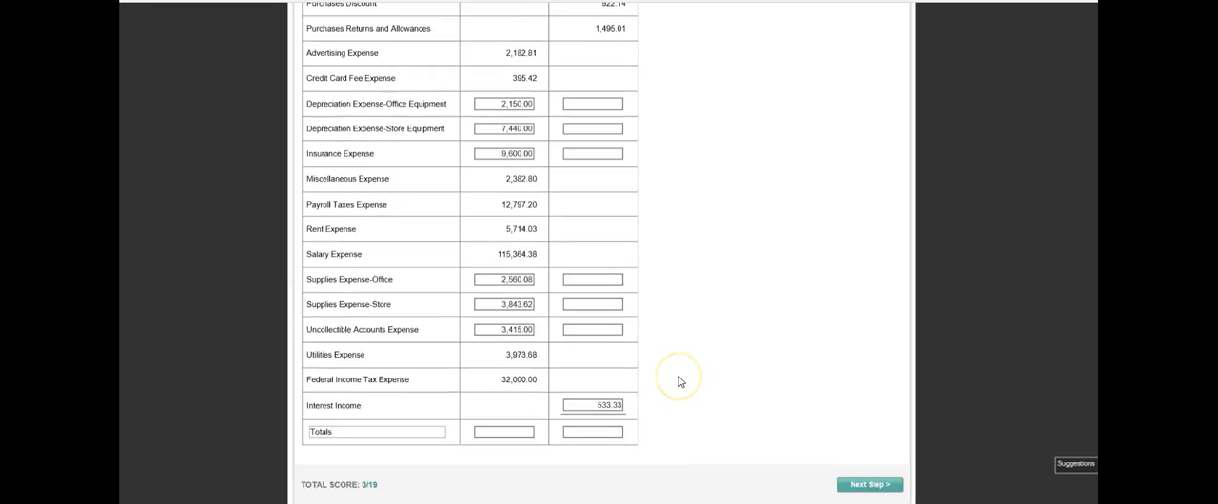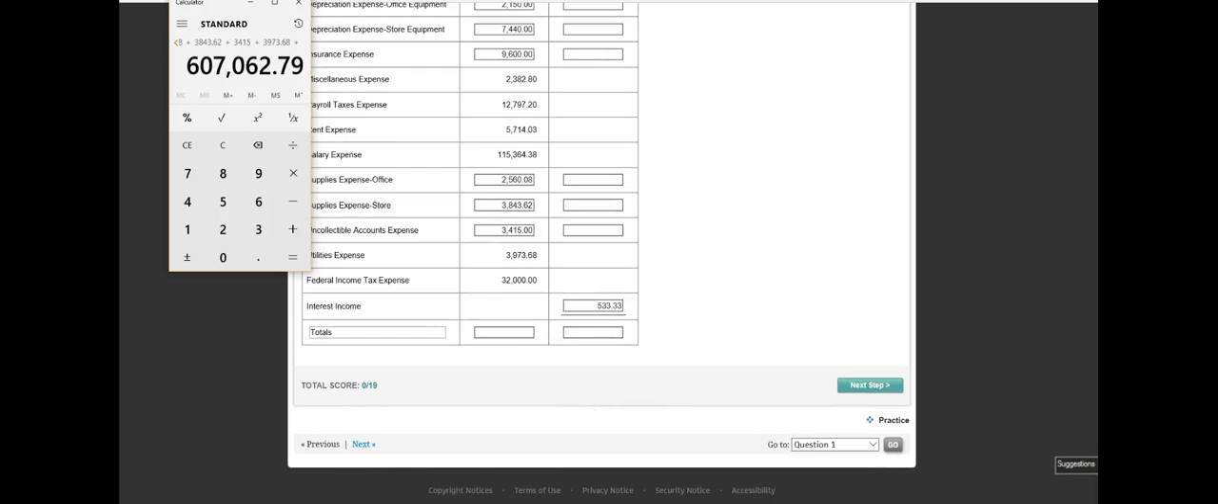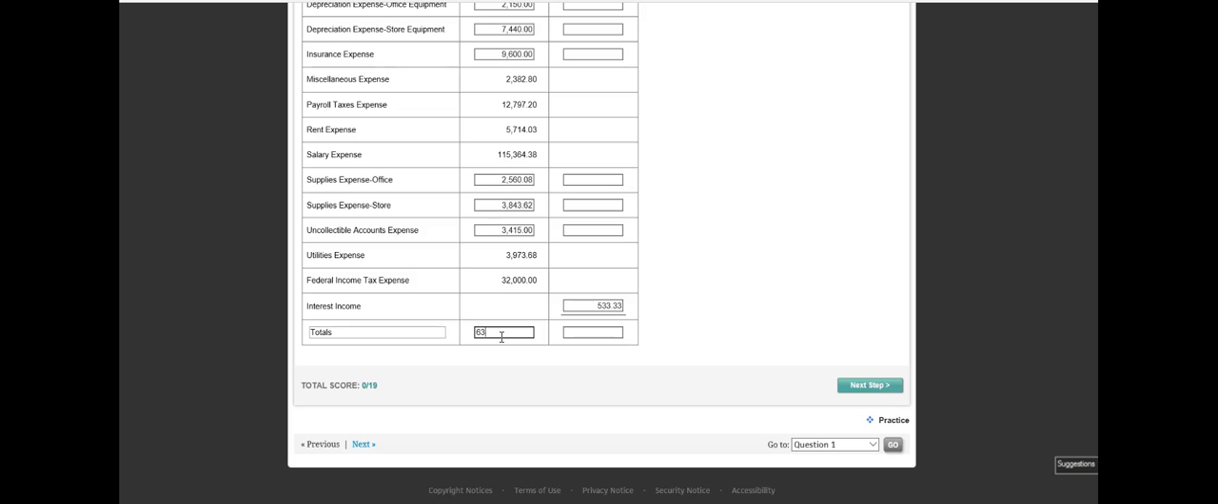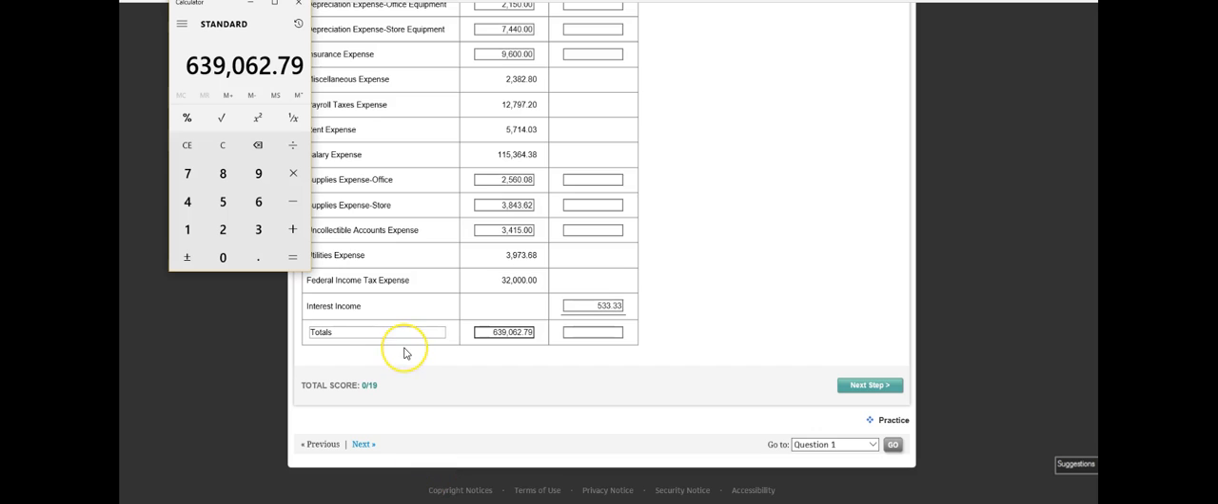Almost done. Alright, this is what I have. 639.06279. Let me double check that. 639.06279. Now I'm not sure if that's right yet, because remember we haven't done the federal income tax slot yet. We have to figure that out after we figure out all of the debits and credits.